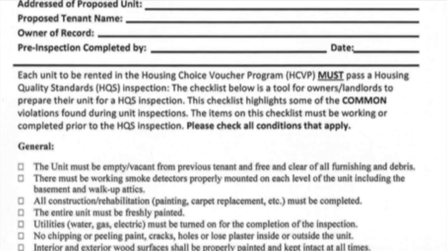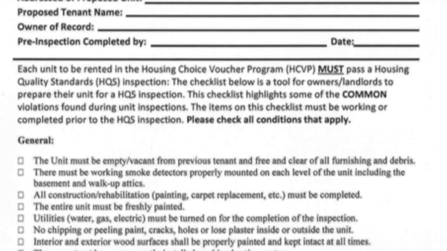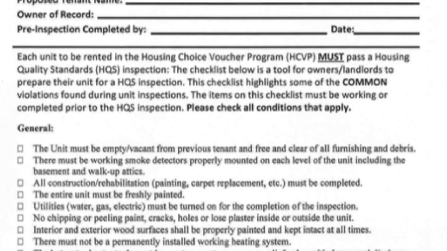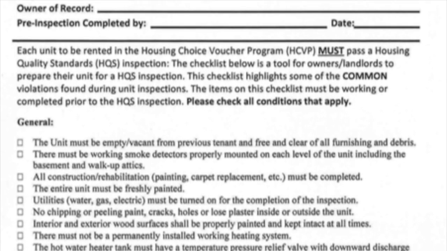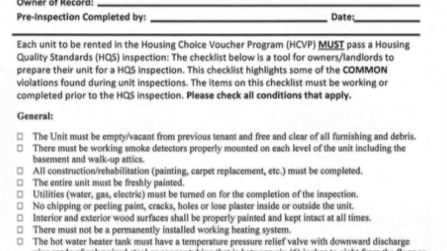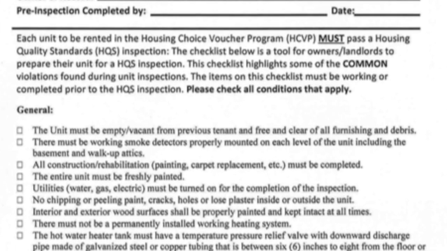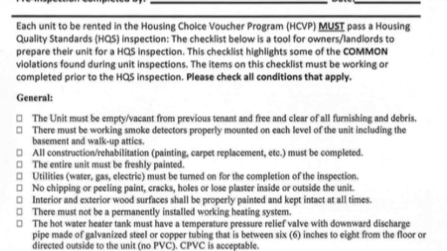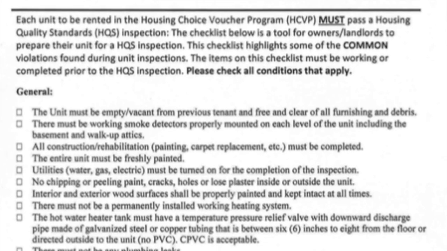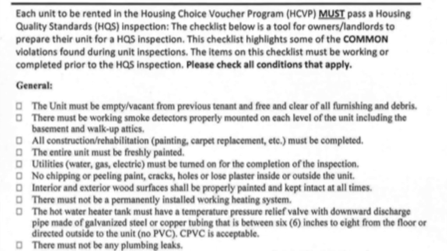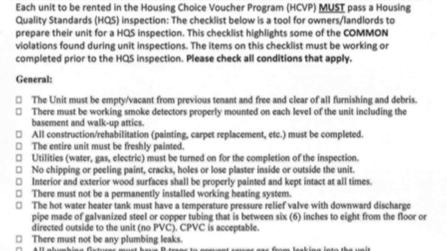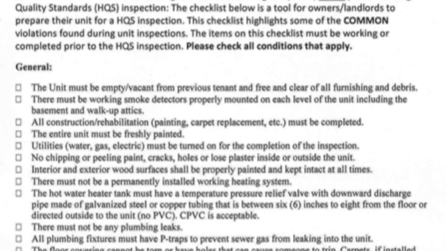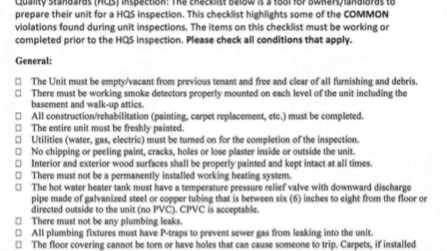No chipping or peeling paint, cracks, holes, or loose plaster inside or outside the unit. Interior and exterior wood surfaces shall be properly painted and kept intact at all times. There must be a permanently installed working heating system. The hot water tank must have a temperature pressure relief valve with a downward discharge pipe made of galvanized steel or copper tubing that is between 6 to 8 inches from the floor or directed outside the unit. No PVC. CPVC is acceptable.